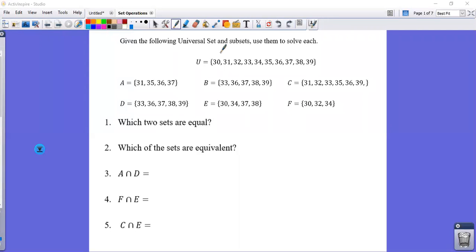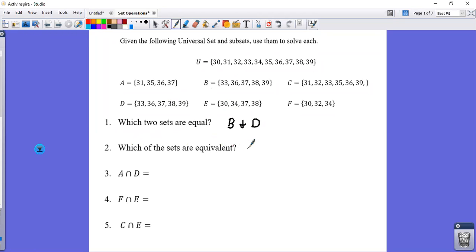You may want to make sure that you know the difference between an intersection and what a union is. Equal sets are sets that contain exactly the same elements. So the two equal ones look like B and D: 33, 36, 37, 38. B and D are equal. They have the exact same elements as each other.